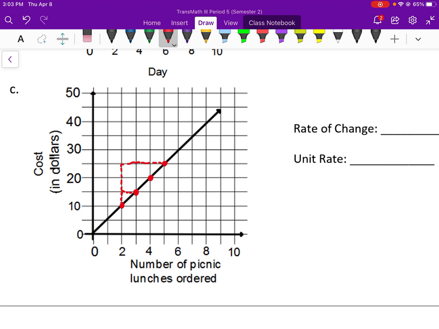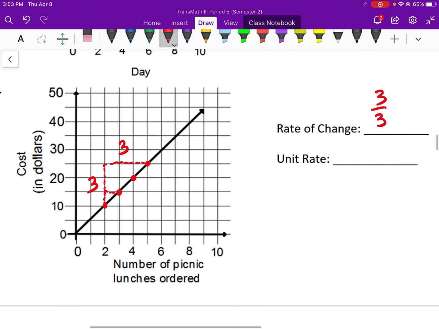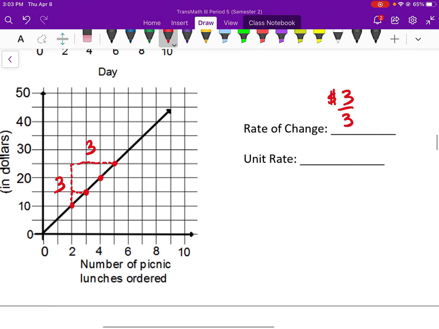Okay, so my vertical change there is 3. My horizontal change is 3. Again, vertical change over that horizontal change, and we're talking dollars, and then number of picnic lunches ordered. We'll say 3 lunches. Okay, so the unit rate in this case is we're trying to figure out the cost for 1 lunch.